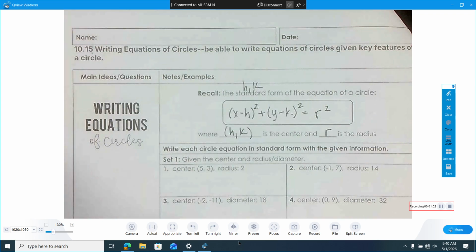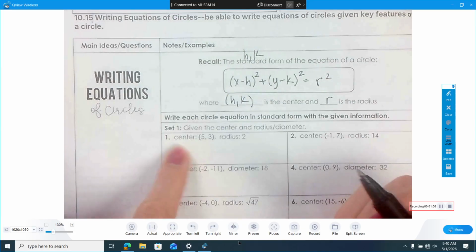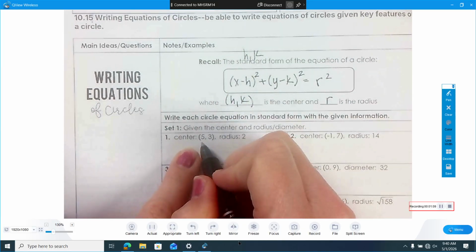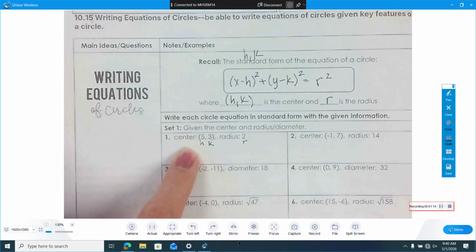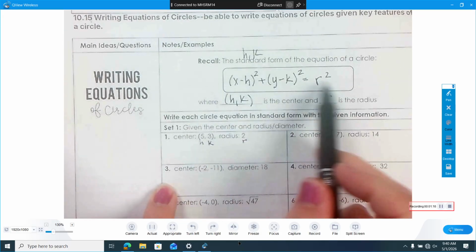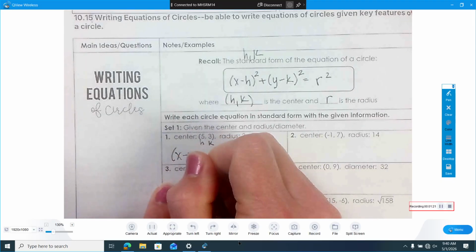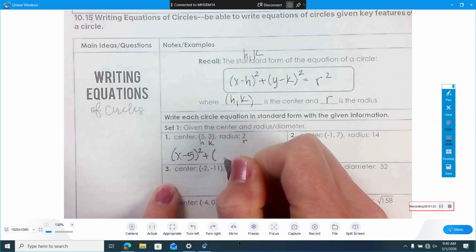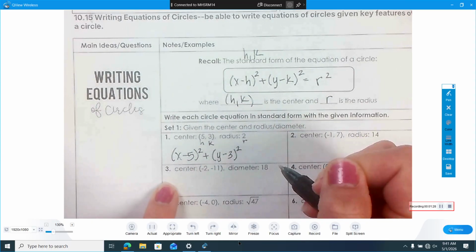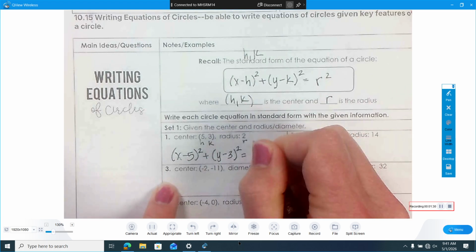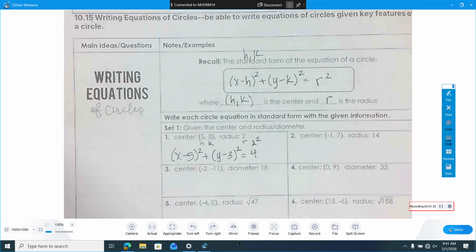So we want to write the circle equation in standard form with the given information. So this is really easy here. On number 1, we have our center. So that's our h and our k, and our radius is 2. And all we need to do is plug in the h and the k and the 2, and that's all we need. So we have x minus 5 quantity squared plus y minus the 3 quantity squared equals, now we need our radius squared. So we need 2 being squared, which is 4. Okay.